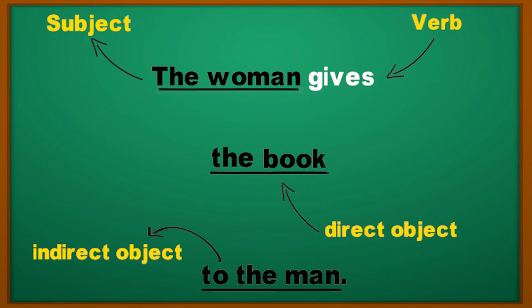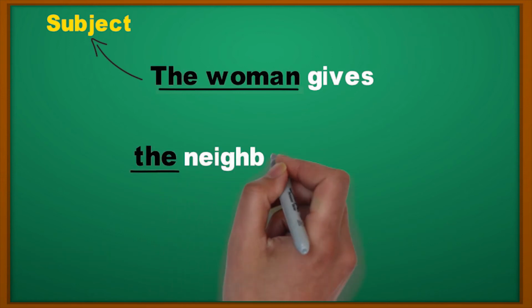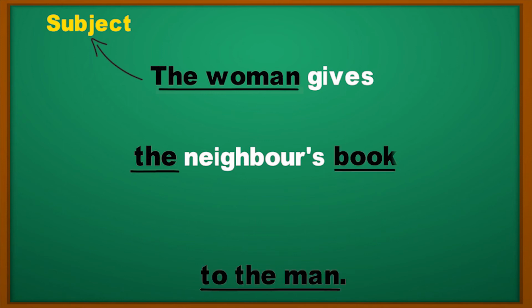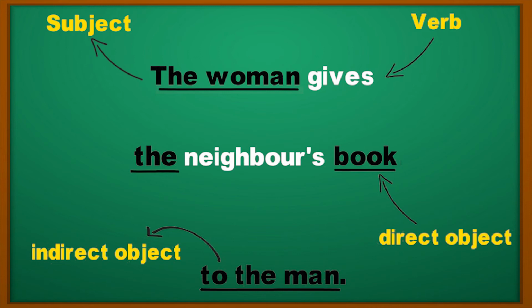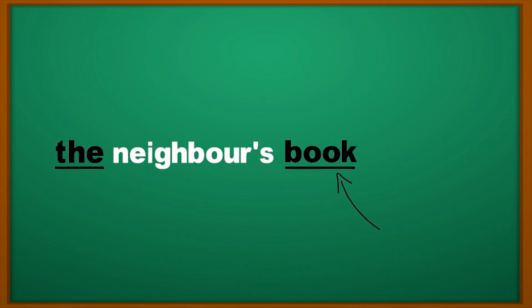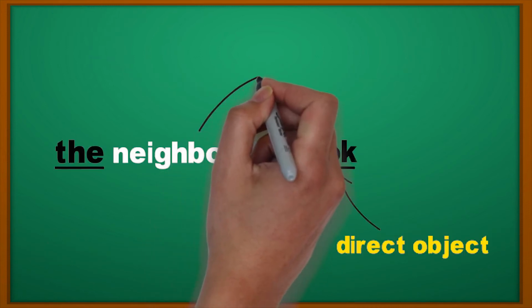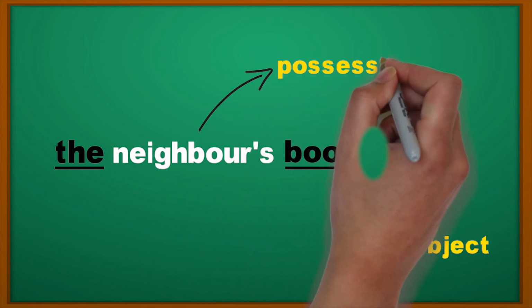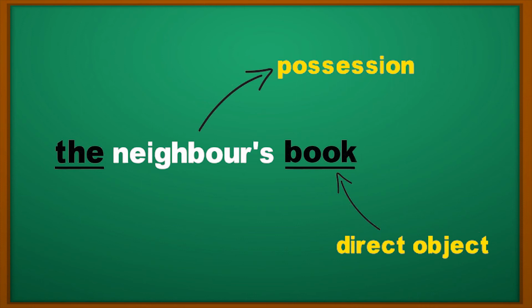Now I am adding one more piece of information to this sentence. The woman gives the neighbor's book to the man. So in this part of the sentence, that is the neighbor's book, the word neighbor talks about the relationship between 2 nouns. It speaks about the possession of the book, which we call the Genitiv case. So let us see one more sentence.